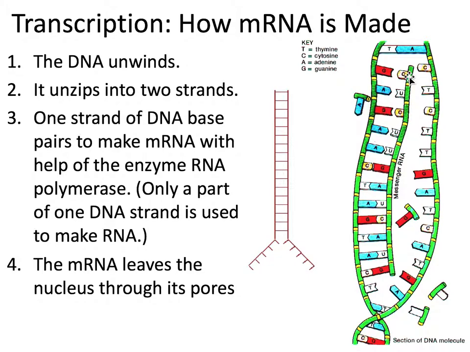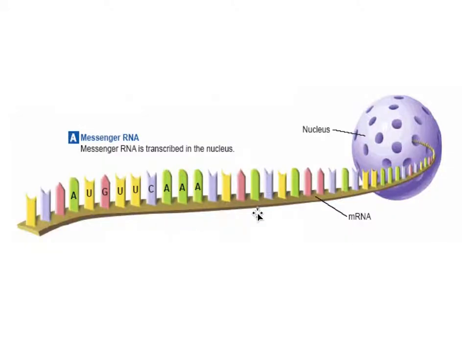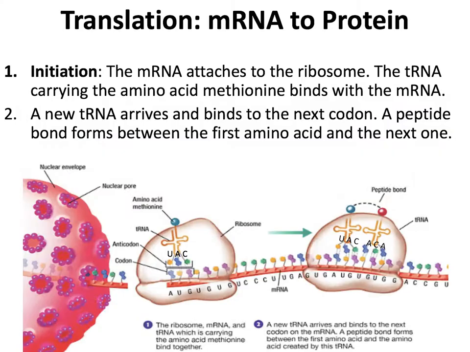Once the mRNA strand is complete, it's going to actually leave the nucleus through the nuclear pores. This is what that looks like. So after transcription is done, you can see the mRNA is complete and it is leaving through the nuclear pores and entering the cytoplasm. This mRNA contains the message that's inside of the gene, and that message needs to be deciphered and translated into a protein, which is what's going to happen next.